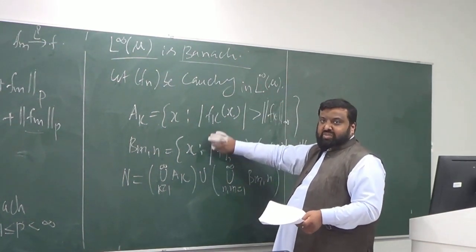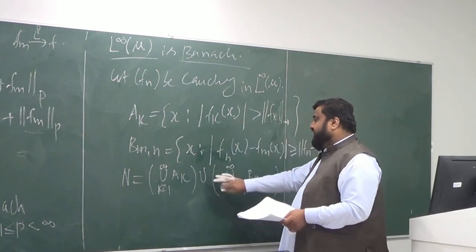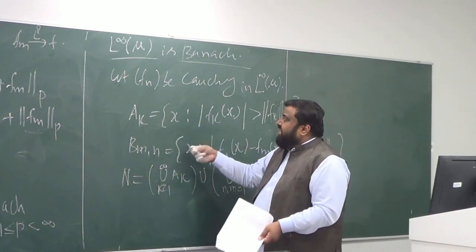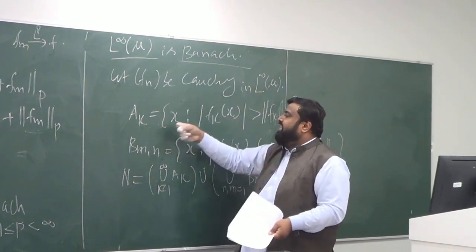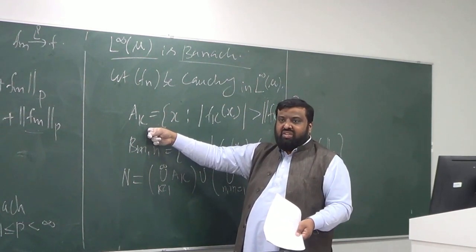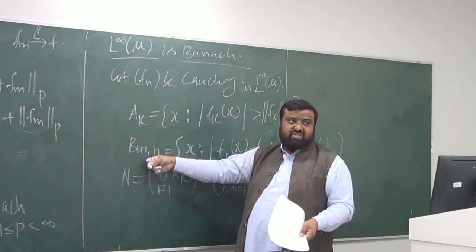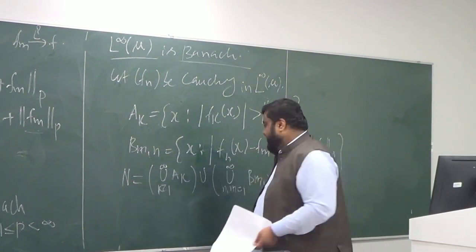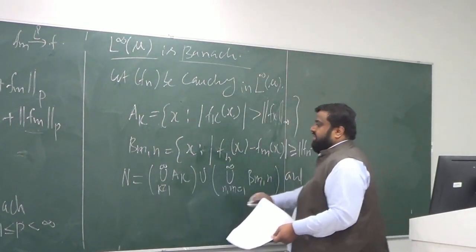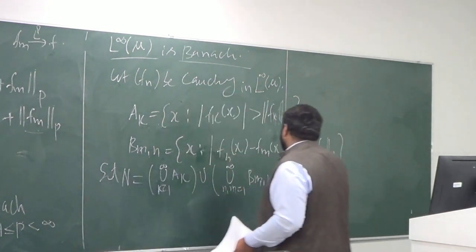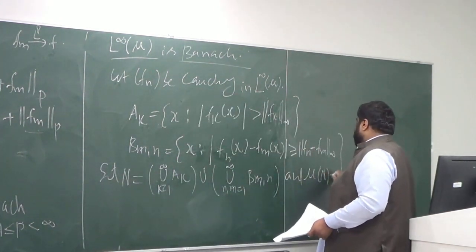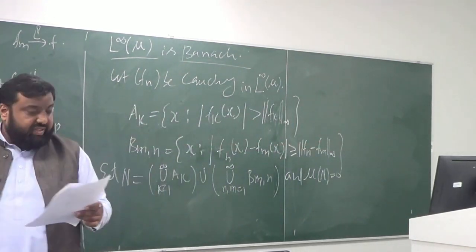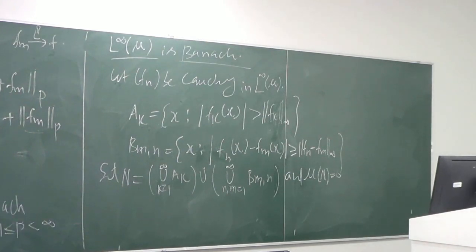It's important that we realize why the things are looking the way they are looking. By definition, since Fn are in L infinity, this must have measure 0. And this also must have measure 0. So the set N must have measure 0 actually. So set this, and mu of N is measure 0. The final thing is to consider the x which is outside N.